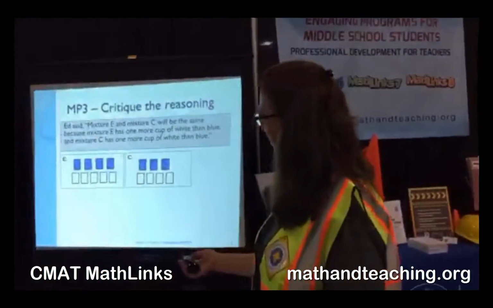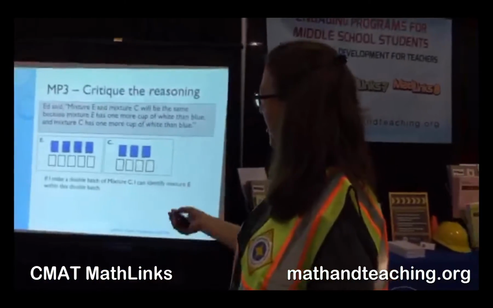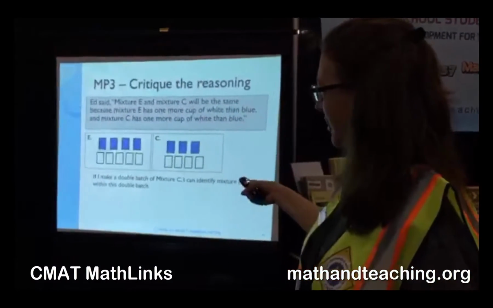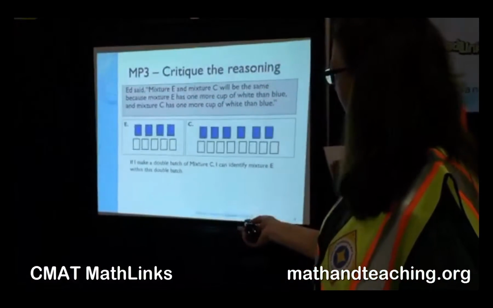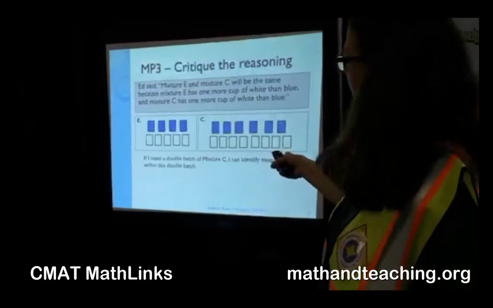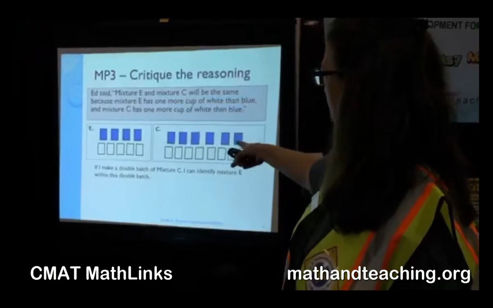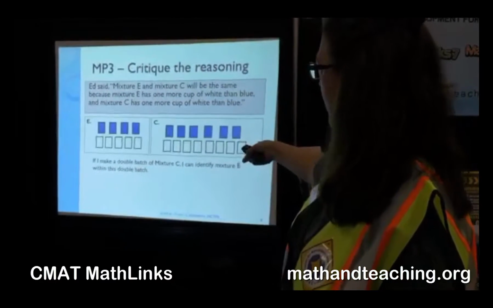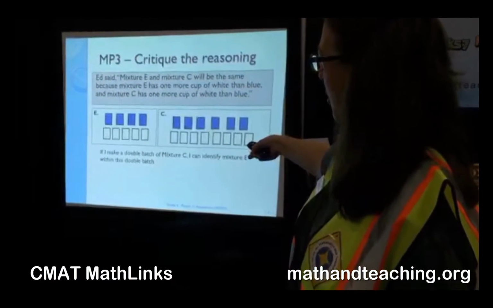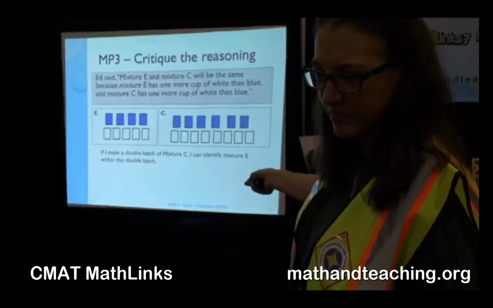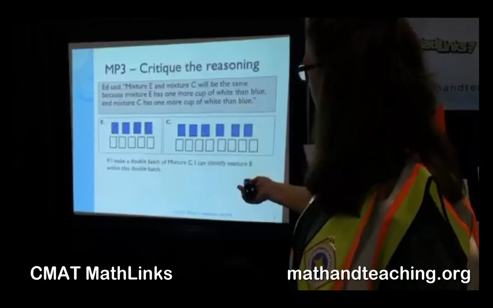Well, let's see what we go further with this. So he says if I double a batch of C, I can identify mixture E within the double batch. So let's see. So double C, we now have 6 parts blue to 8 parts white. So did that help us by doubling? Not really, right?